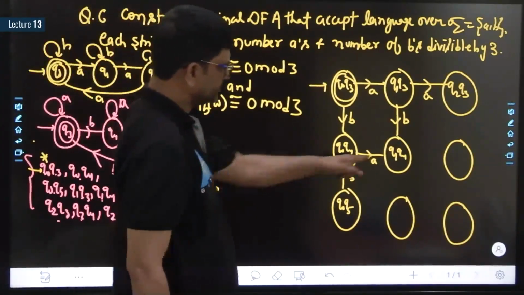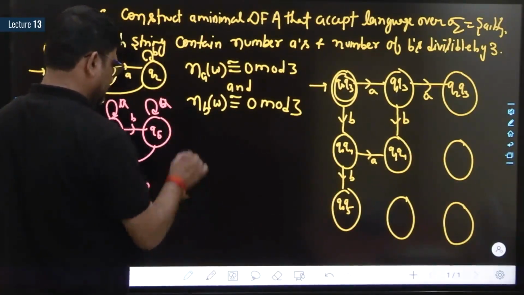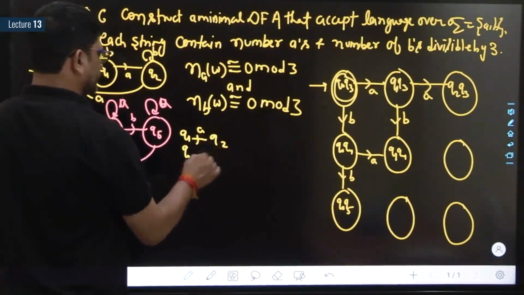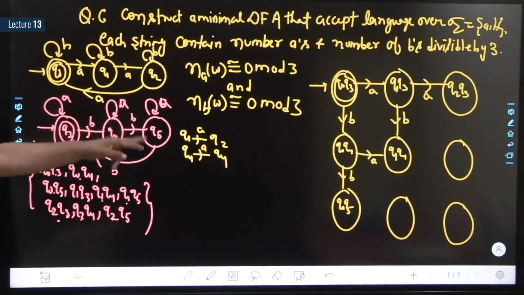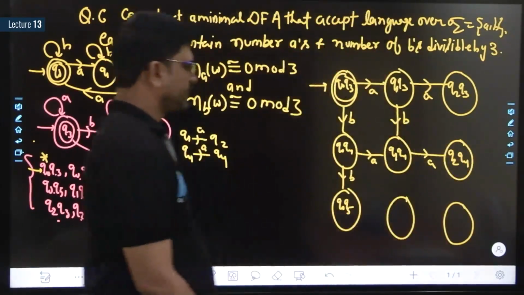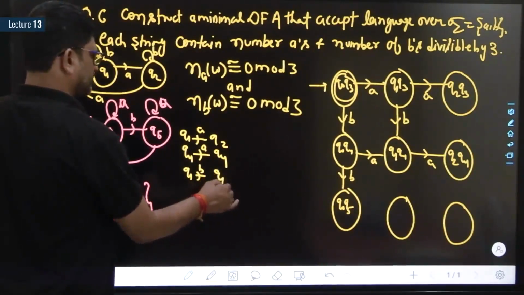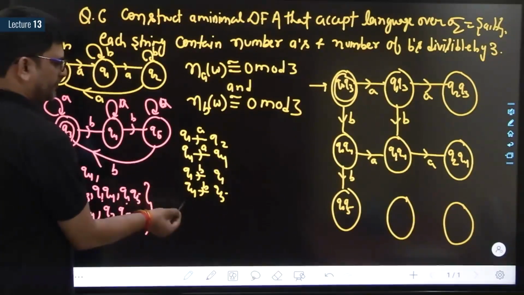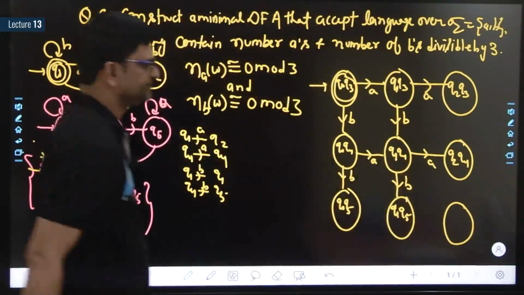Now check for Q1Q4. Q1 on A goes to Q2, Q4 on A stays Q4, so Q1Q4 on A goes to Q2Q4. What about B? Q1 on B stays Q1, Q4 on B goes to Q5, so Q1Q4 on B goes to Q1Q5. This is B. Clear?